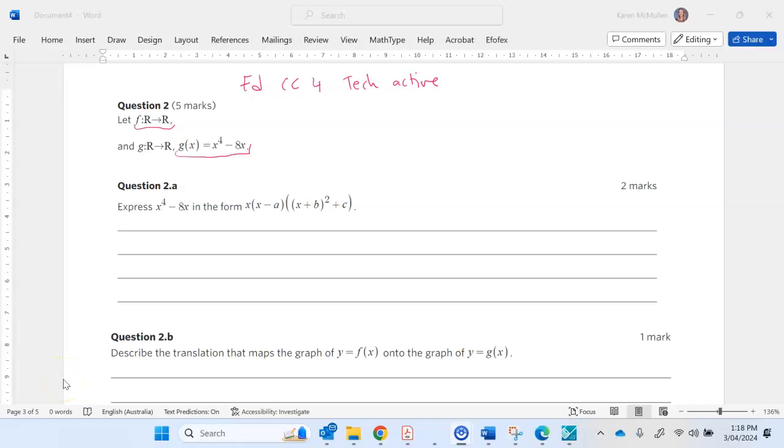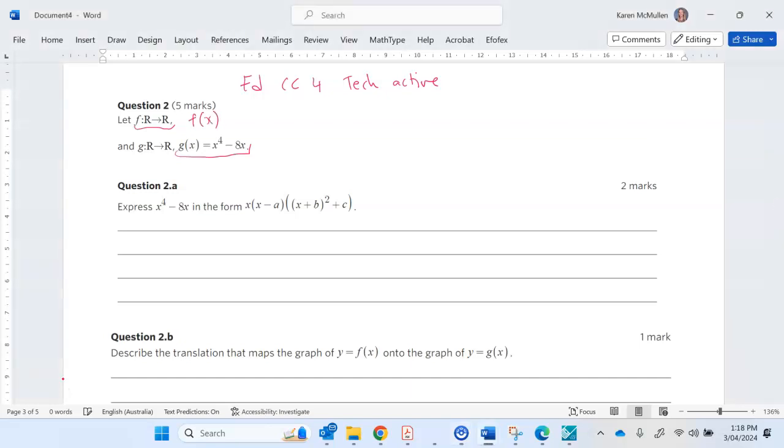All right, hey everyone. In this video, we're going to go through the Enrollo chapter check number 4, the tech active one, and we're looking at question number 2. I did start this and then thought, where is f? It started to define f but didn't continue. So I am just going to write it down.